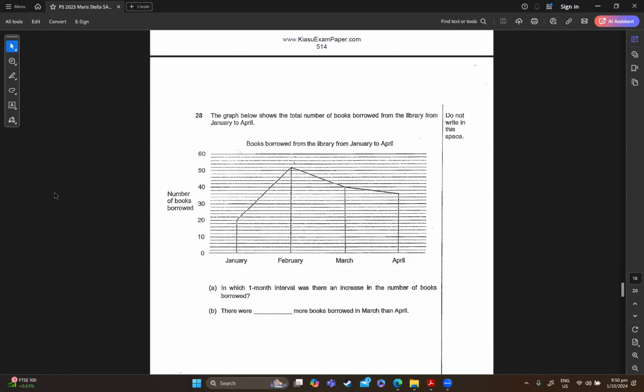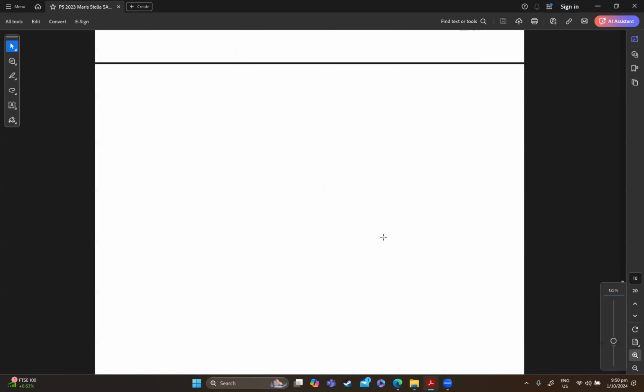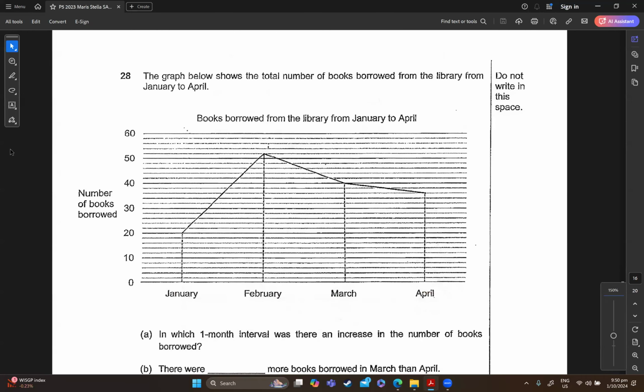Okay. Now for this question, you have to look at it carefully. So 2, 4, 6, 8, 10. Don't make the mistake of thinking this one. There are 5 intervals, total 10. So each interval is represented by 2. So this is 20, this 50, 52. This is 40. And this is 36.